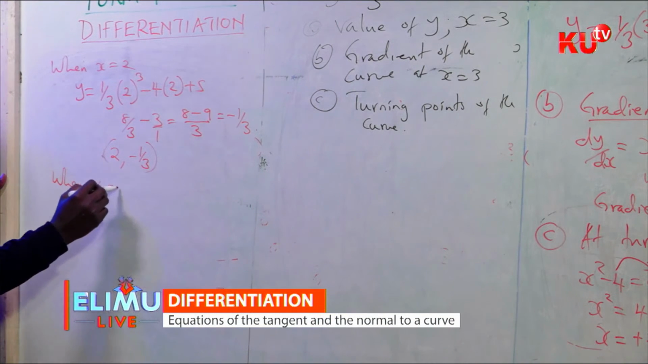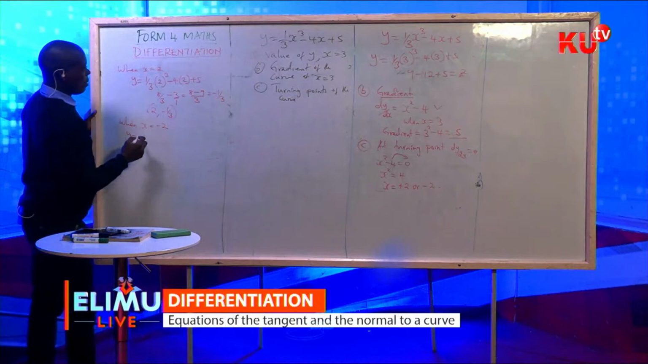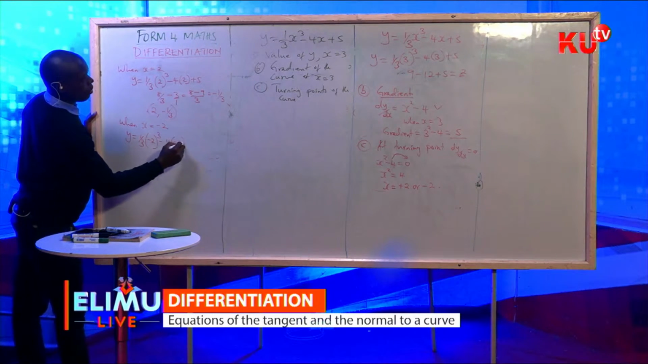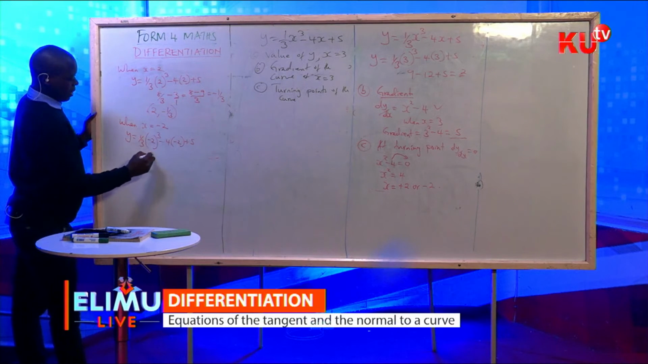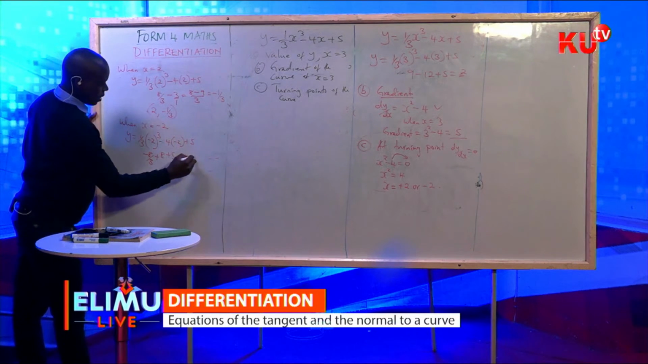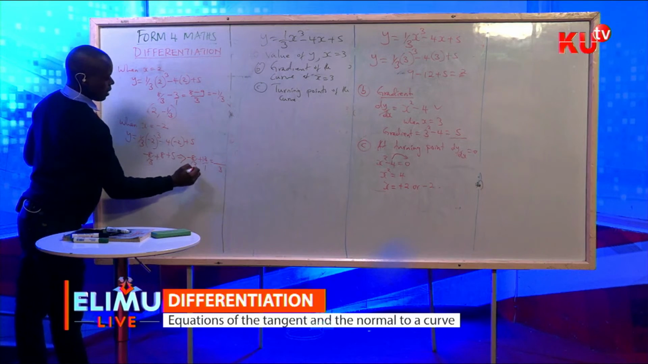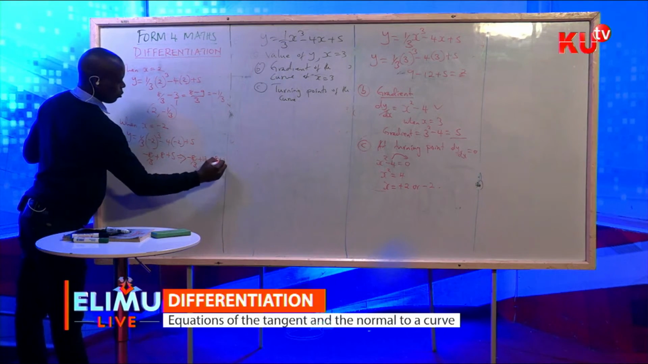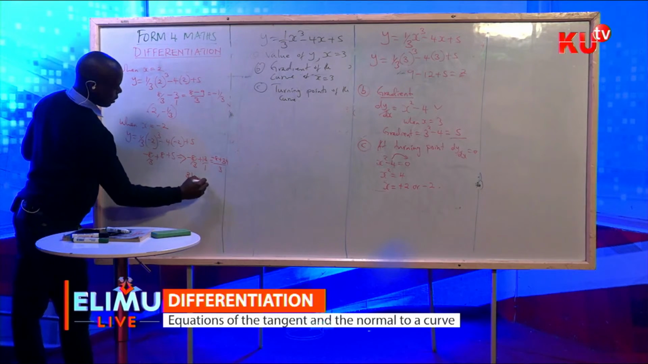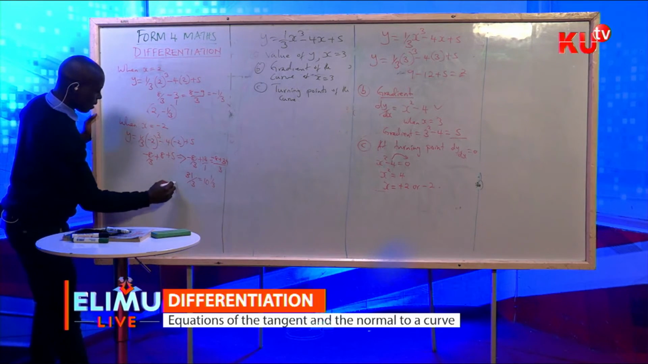Again, when x is now negative 2, what is y, students? Replace in the function for y. So y will be a third into negative 2 cubed minus 4 into negative 2 plus 5. So this is negative 8 over 3 plus 8 plus 5. What is this, students? Negative 8 over 3 plus 13. 13 is over 1, therefore the LCM is 3. That is negative 8 plus 39. That is 31 over 3, which is 10 and a third. So what is the point? Negative 2, 10 and a third.